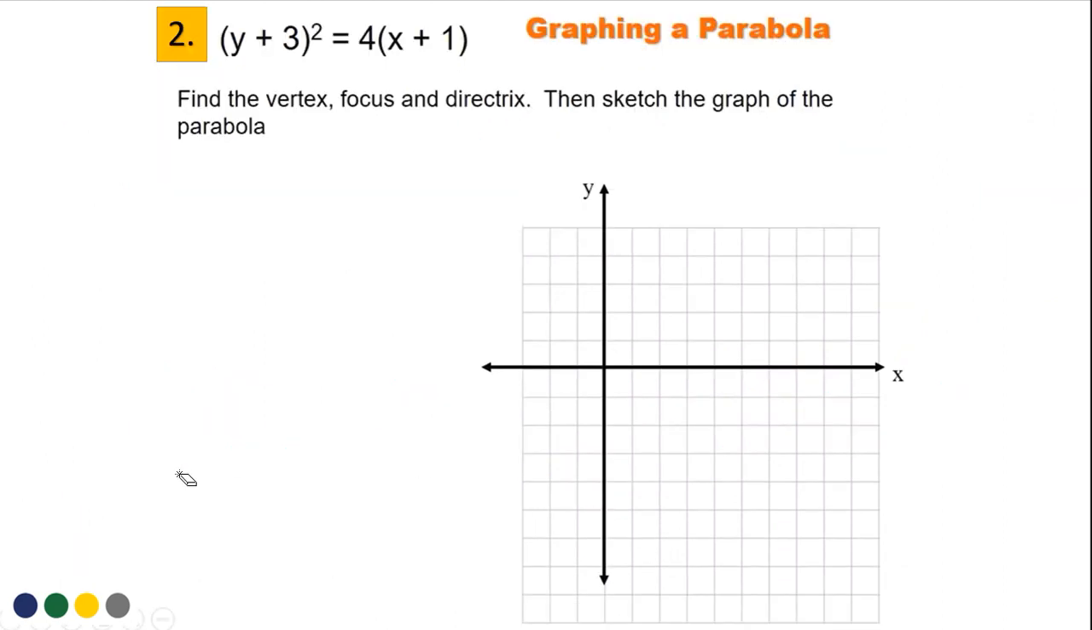Number 2. In number 2, we have y plus 3 squared is equal to 4 quantity of x plus 1. So first, how to find the value of vertex here? By simply observing the equation here, we are going to identify the value of vertex. So just like in a circle, what is the value of vertex here? So it is a positive. You're going to go back to the original formula that is negative, right? So what is the vertex now? If we have y plus 3 squared is equal to 4 quantity of x plus 1. Answer?